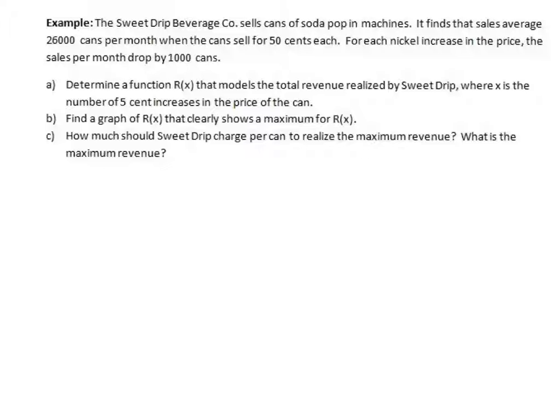First of all, it says determine a function R of x that models the total revenue realized by this company, where x is the number of 5-cent increases in the price of the can. I think this little line is important because they are telling you what your variable should be. You're trying to find revenue, and you're going to base it on whatever x stands for. So in part A, we need to think about how we come up with revenue, the money that comes in from this operation.